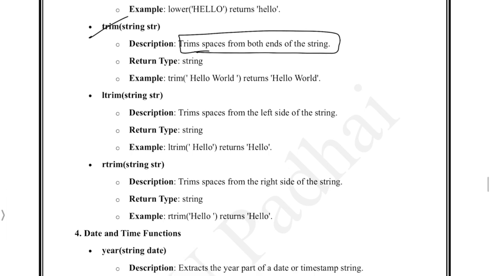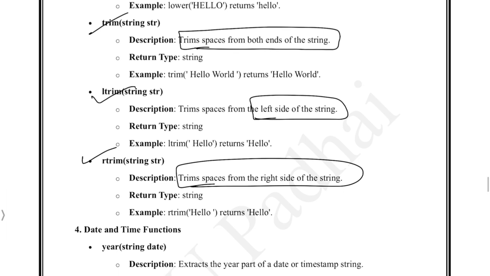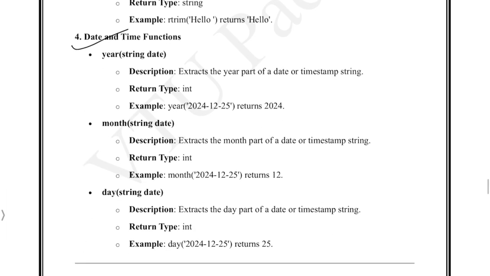Then LTRIM is nothing but trimming the string from the left side. RTRIM is nothing but trimming the string from the right side. Next is date and time functions.